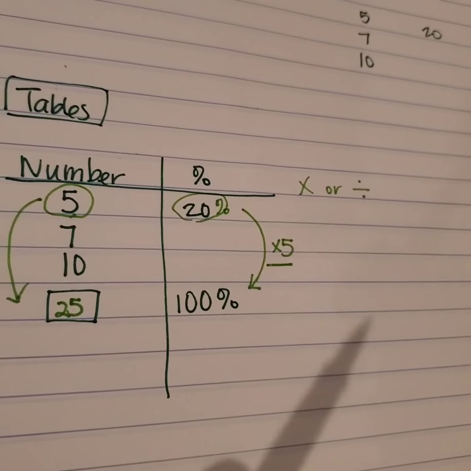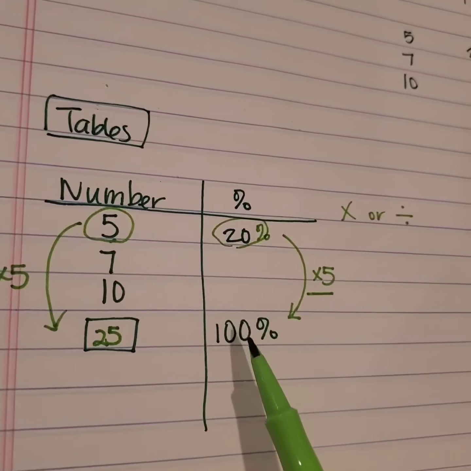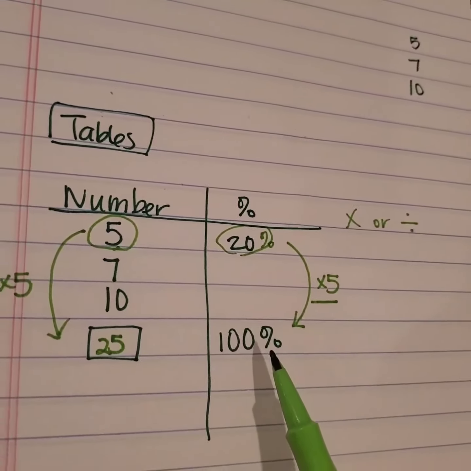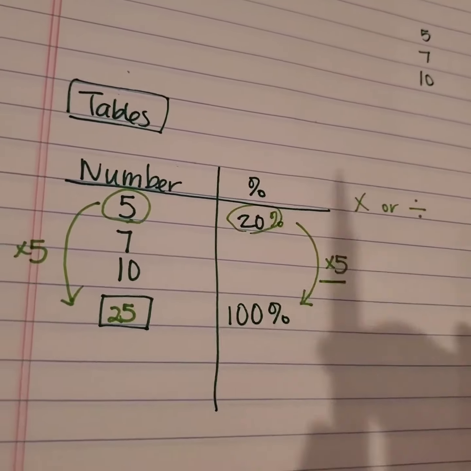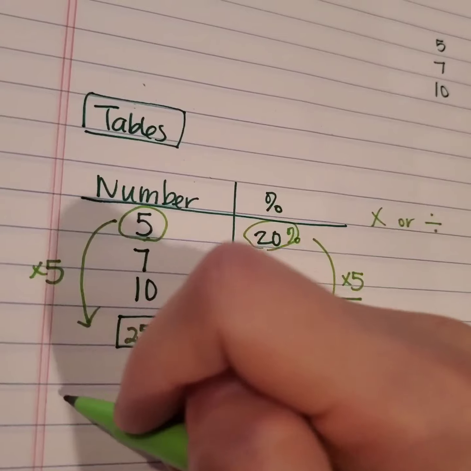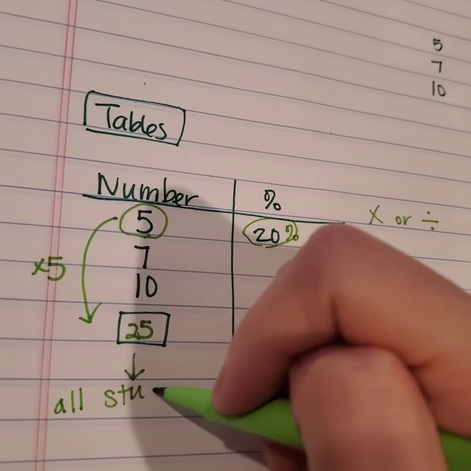So now I need to interpret my table. 100% means 100% or all the students in the class. 25 means then all students, or your total.